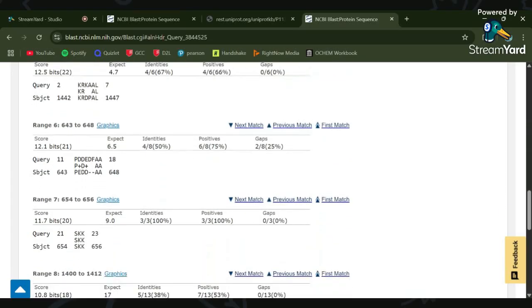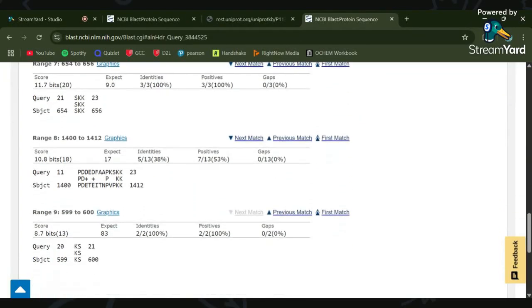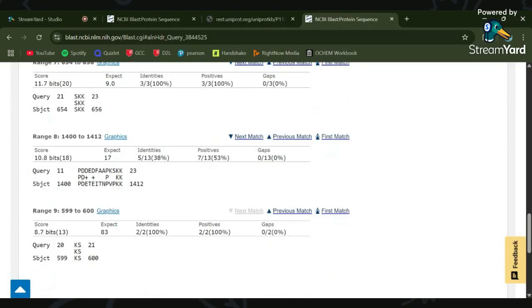So as a preliminary result, I'd say the localization signal is not the same.